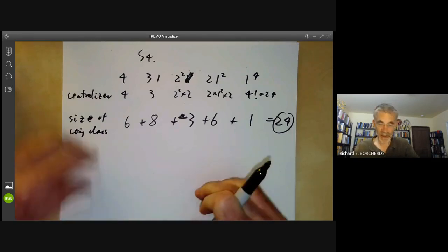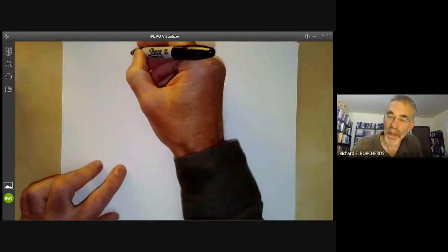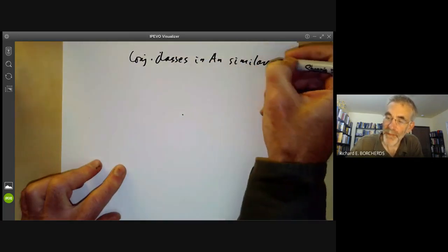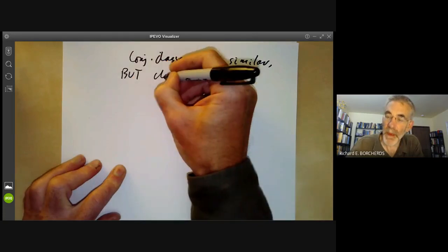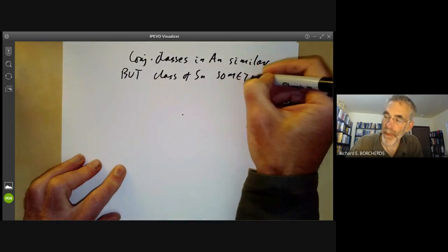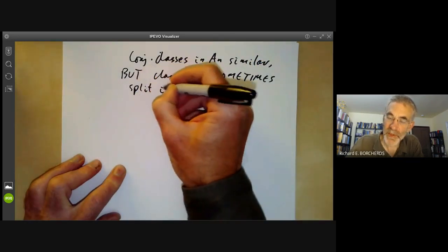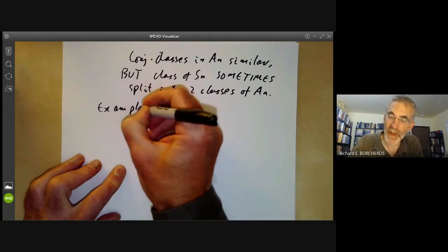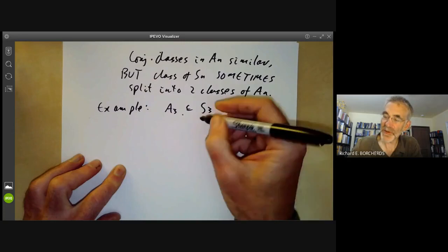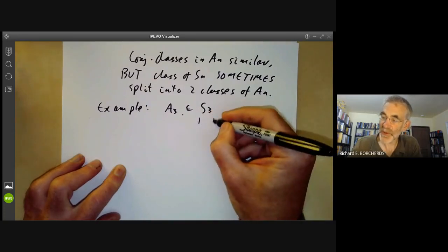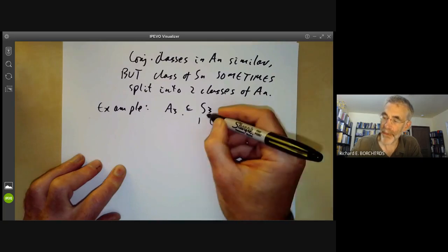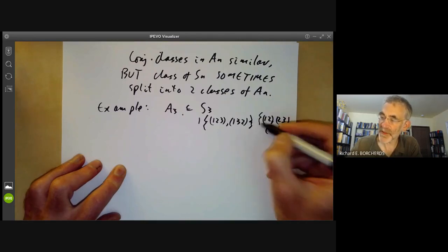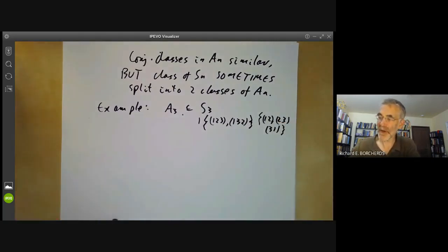Conjugacy classes in the alternating group are similar but slightly trickier. Classes of Sn sometimes split into two classes of An. So, for example, let's look at A3 contained in S3. So the conjugacy classes of S3: there's the identity, there's (1 2 3) and (1 3 2), and there's (1 2), (2 3), (3 1). So these are the three conjugacy classes. Now, these transpositions aren't in An, so we can forget about them.